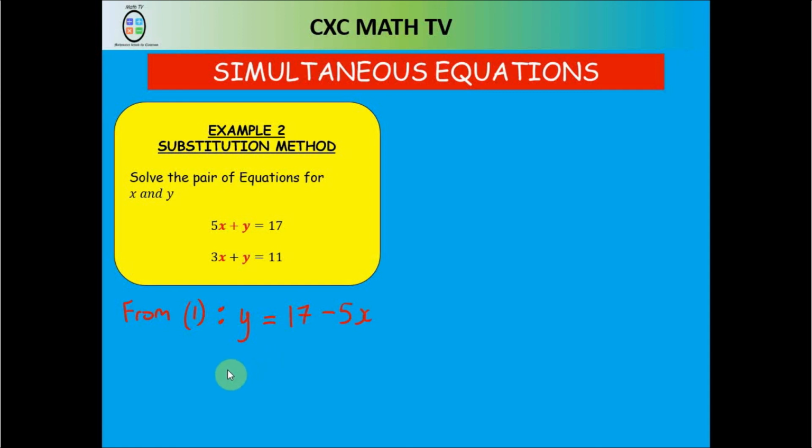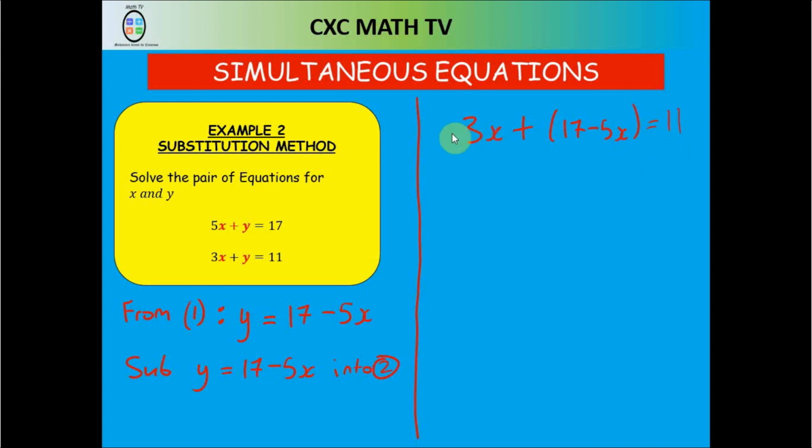Now what is step 2? Step 2 then is you need to substitute that equation into the other equation. So we're going to substitute y equal to 17 minus 5x into equation 2. Let's go ahead and do that substitution. So remember, the second equation was 3x plus y. But what is y now? Y is 17 minus 5x. And that is equal to 11.